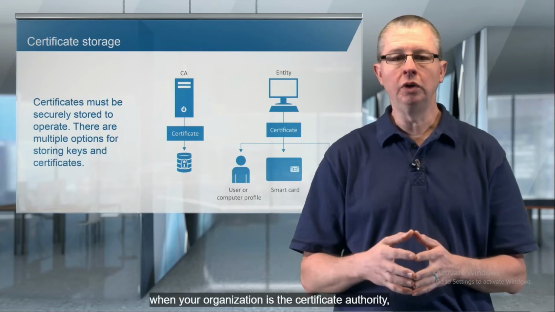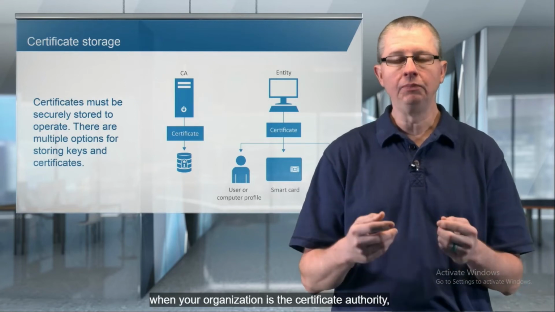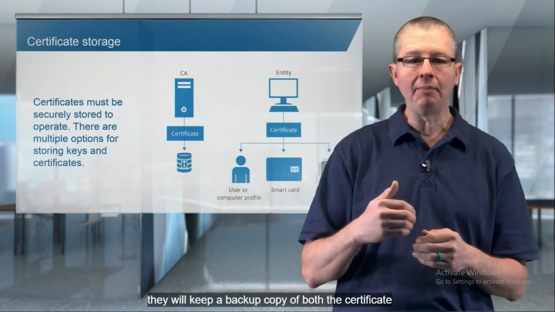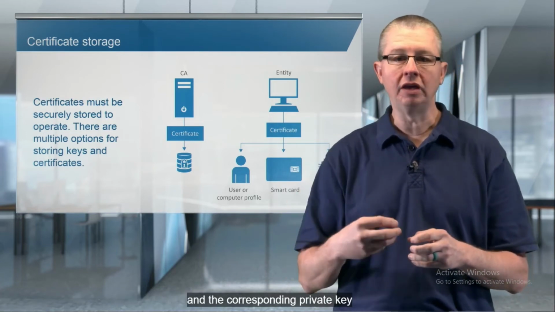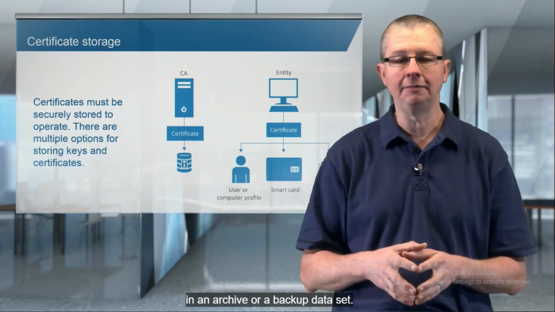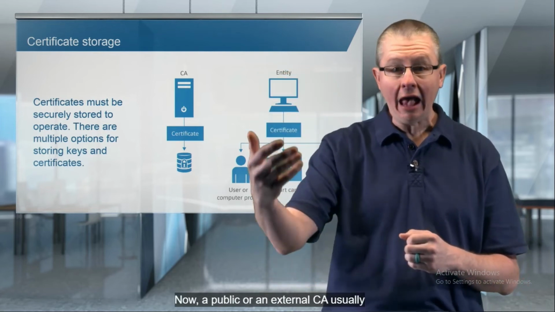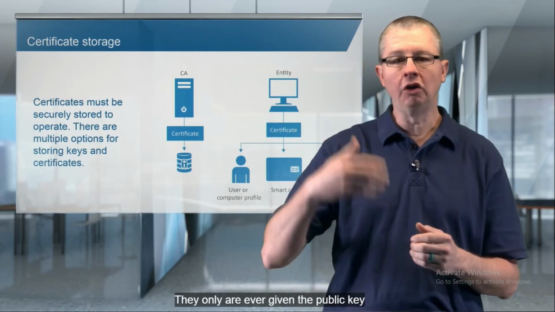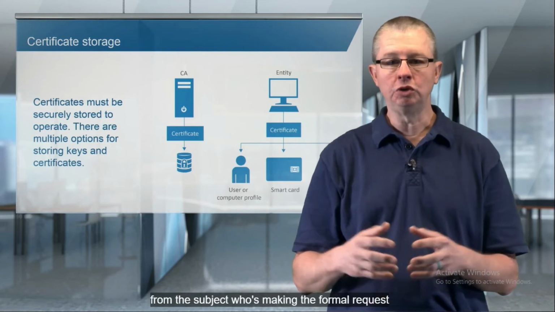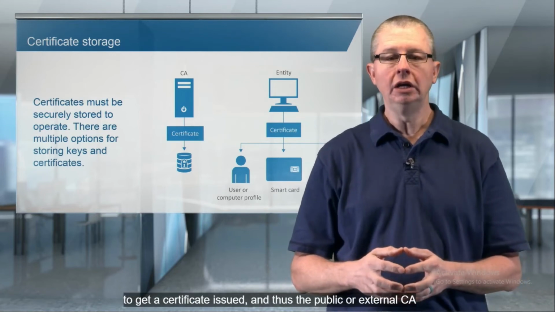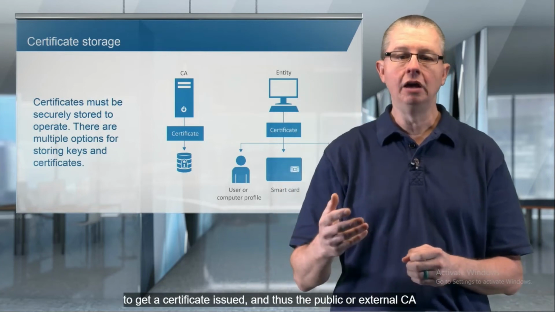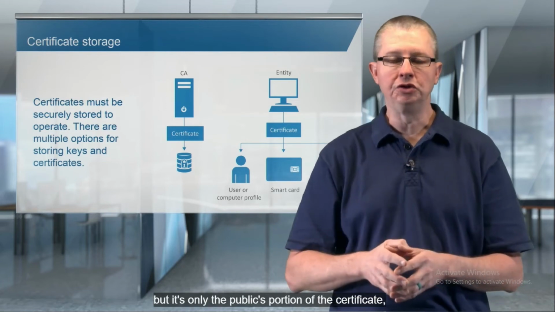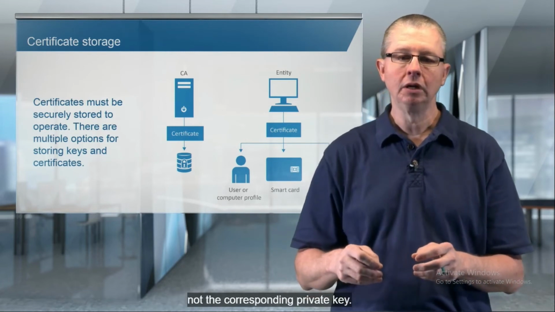And in most cases, when your organization is the certificate authority, when they create certificates for their workers and employees, they will keep a backup copy of both the certificate and the corresponding private key in an archive or a backup data set. Now, a public or an external CA usually does not ever get a copy of the private key in the first place. They only are ever given the public key from the subject who's making the formal request to get a certificate issued, and thus the public or external CA does have a backup or an archive of certificates, but it's only the public portion of the certificate, not the corresponding private key.